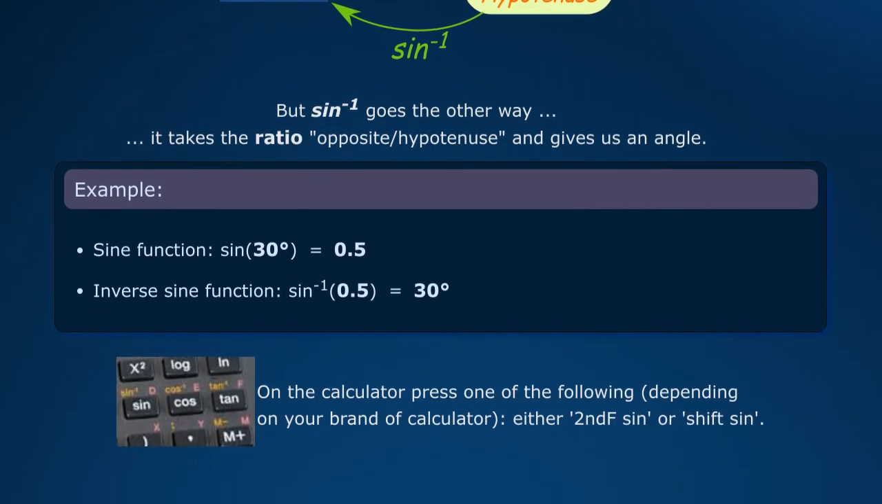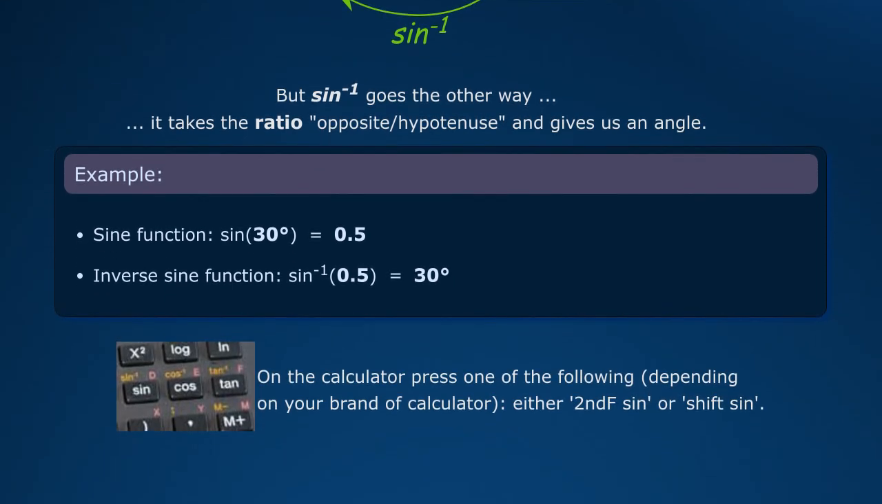On the calculator, press one of the following, depending on your brand of calculator, either 2nd F sin or shift sin. On your calculator, try using sine and inverse sine to see what results you get. Also try cosine and inverse cosine. And tan and inverse tan. Go on, have a try now.